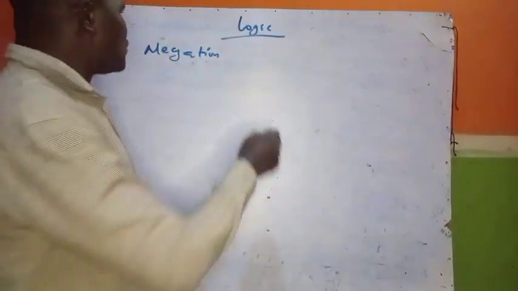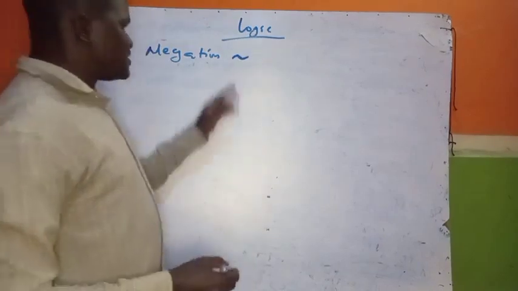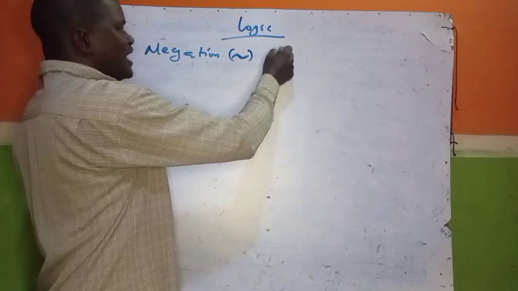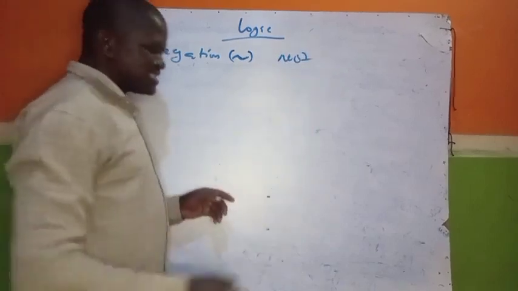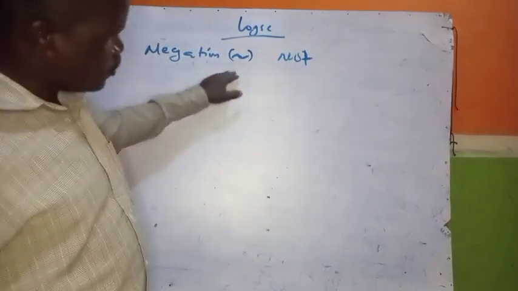The symbol for negation is something like this. So that's the symbol for negation, and the word for it is "not."